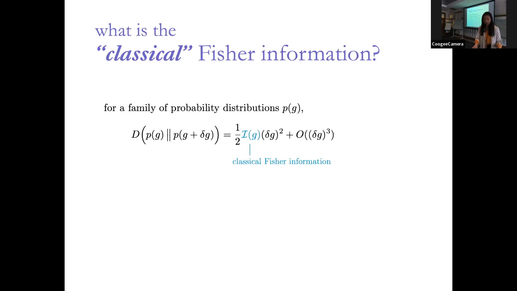Now for any two distributions, the relative entropy or KL divergence d quantifies how distinguishable the two distributions are. And since we care about estimating g very precisely, we want to know how well we can distinguish between two very close values of g. So let's consider the relative entropy between the distributions parameterized by g and g plus delta g. If we expand this around delta g equals 0, then the leading term is the delta g squared term, and its coefficient is given by the classical Fisher information.